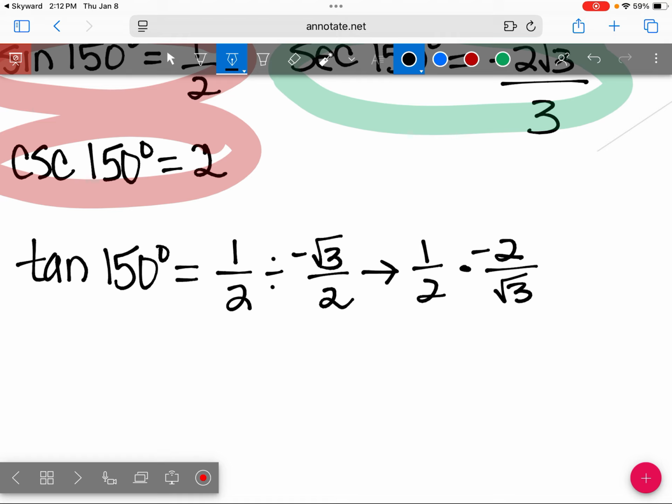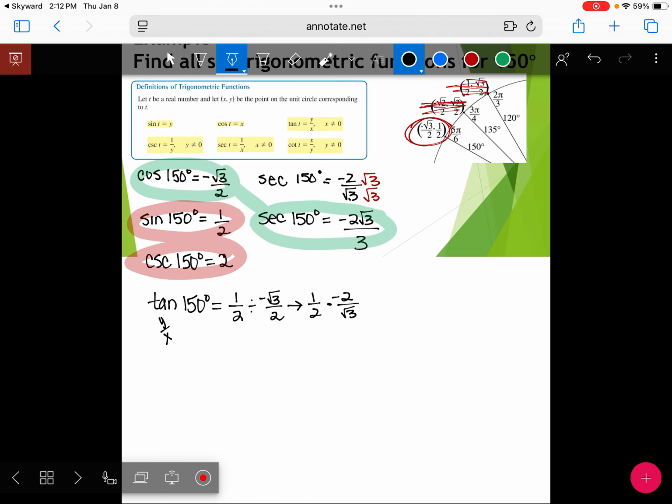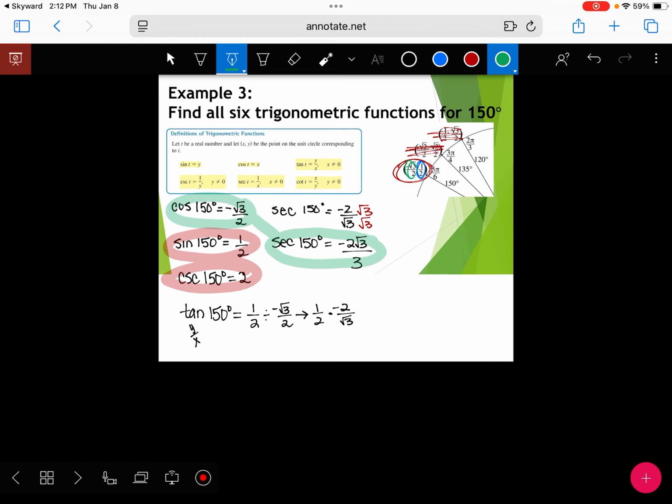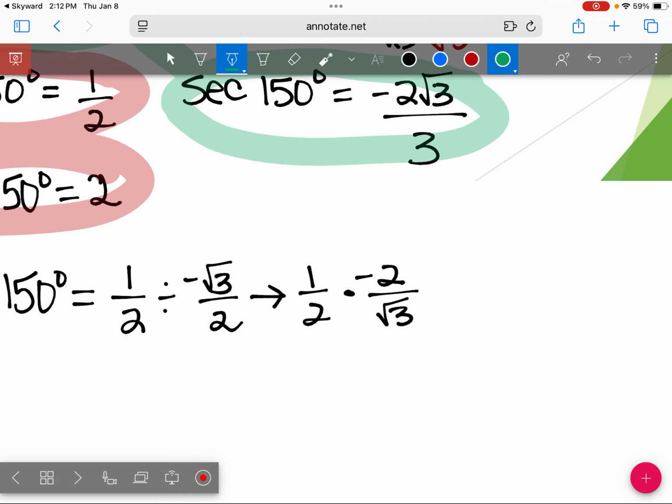All right, let me pause. Everybody see what I did so far? First, because tangent is y over x, I took my y coordinate, which is 1/2, and divided it by my x coordinate. That's how you do tangent. Okay, so we got that. So now, what can cancel? The 2's. So that's going to leave me with a negative 1. See how, because there was a negative floating right here, it has to stay. So this becomes a negative 1 over root 3.